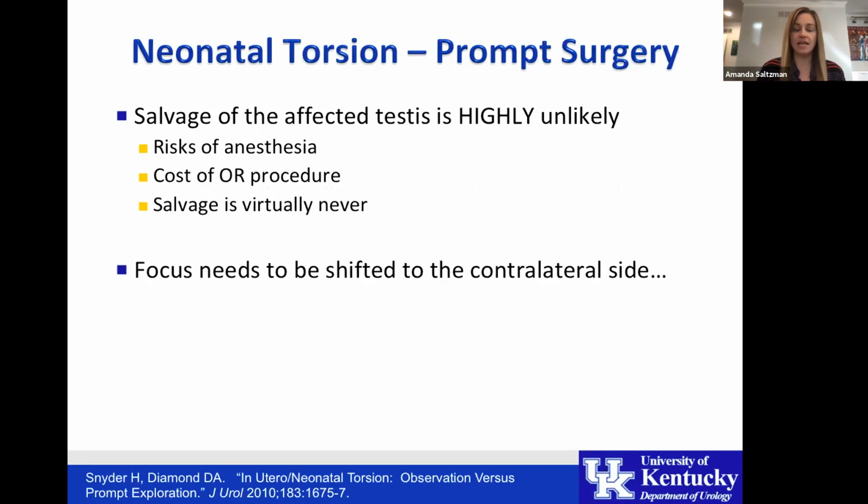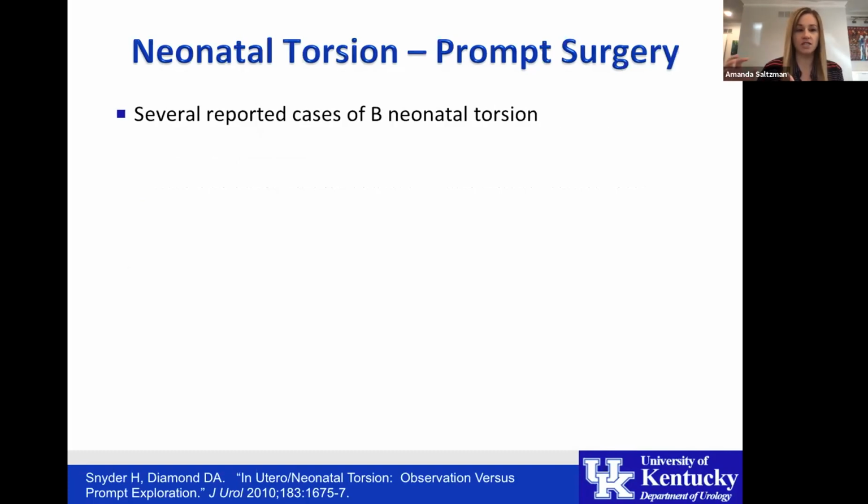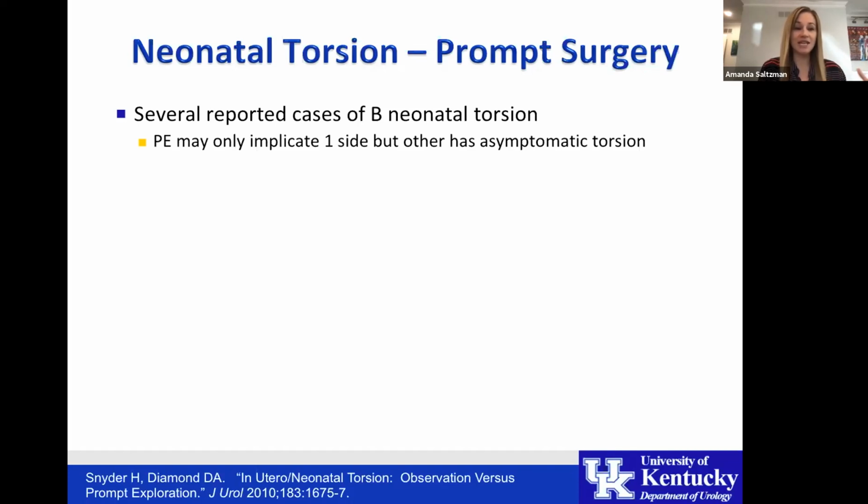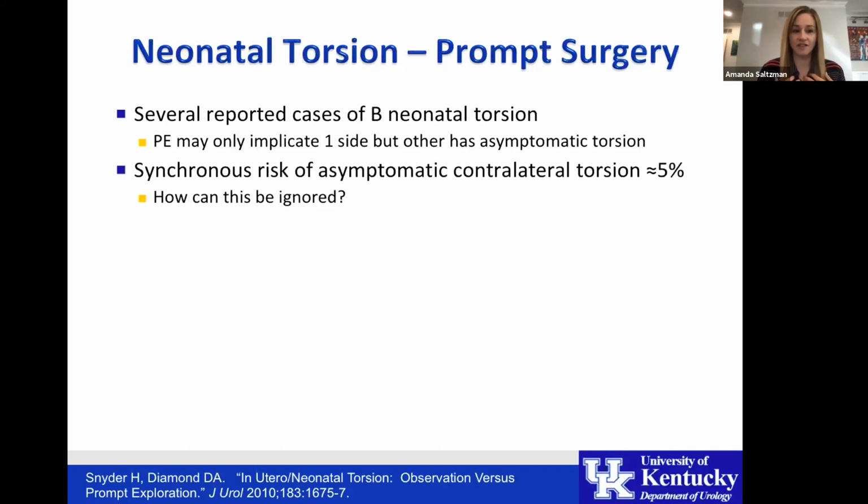However, I would say that your decision-making needs to shift its focus to the contralateral side, because everything you're trying to do with surgery is to help the contralateral side. So there are several reported cases of bilateral neonatal torsion, all right? Physical exam may only implicate one side, but the other side is asymptomatically twisted. I saw this in fellowship. I believe that this happens. This risk is about 5% in the literature. And so I said, how can this be ignored?